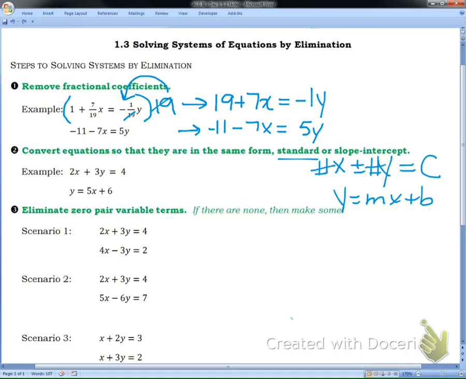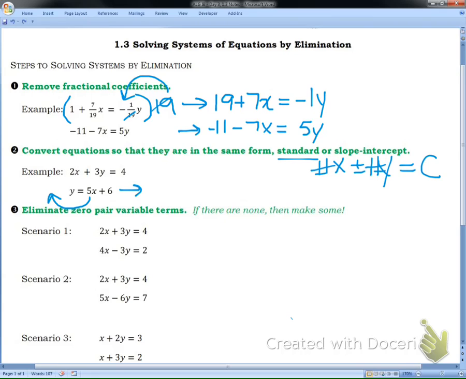So let's take a look at an example. I'm going to go ahead and put these two equations in standard form. The first equation, if you notice, we have x plus or minus a y equaling a constant. So that equation is in standard form. The second equation is in slope-intercept form. So let's change that so that it is also in standard form. Standard form, you just need to make sure your x and y variable terms are both on the left-hand side of the equation.